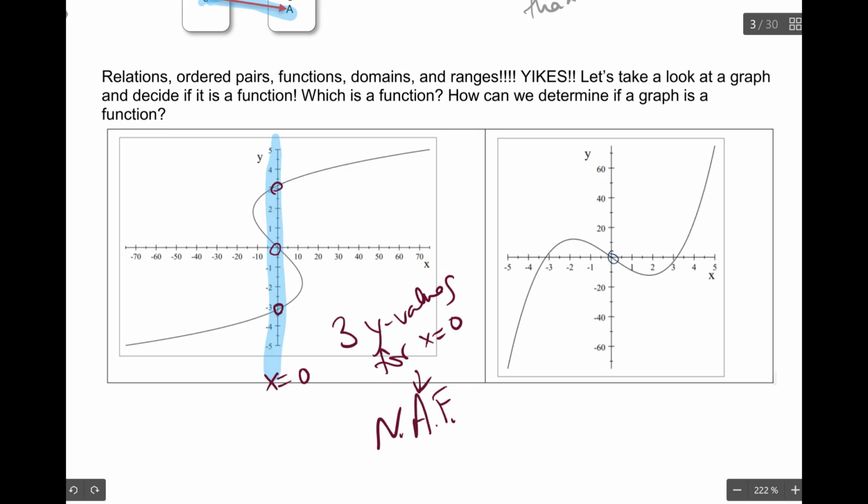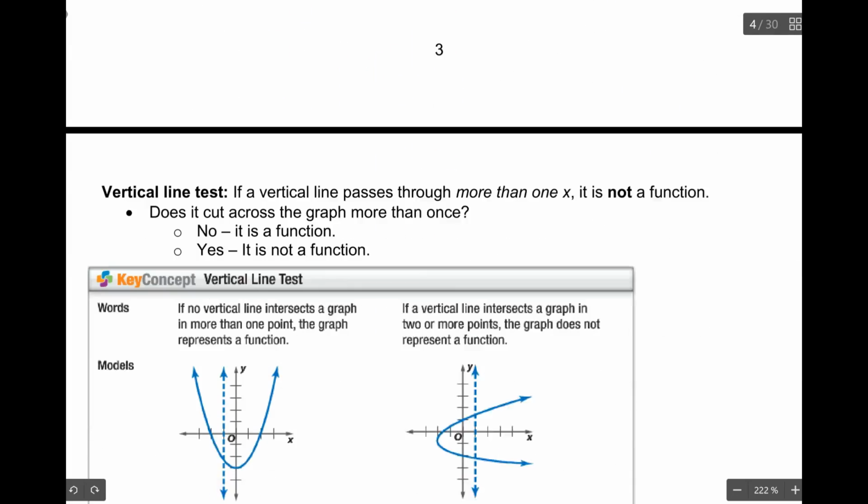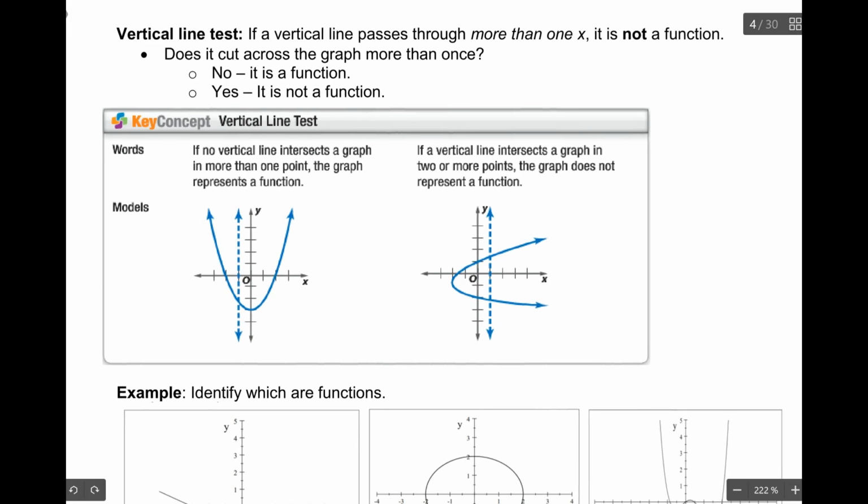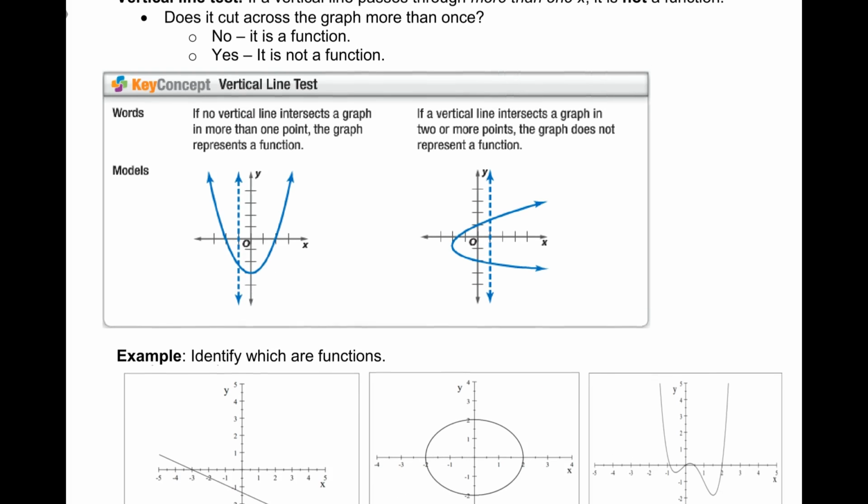But here, if I circle x equals 0, it only has one y value. If I pick x equals -2, only one y value. X equals +2, each of these only have a single y value. So you can do something that's called the vertical line test. If the vertical line test passes through more than one x, it's not a function. So if it cuts across the graph more than once, it's not. If it doesn't cut across the graph more than once, it's a function. If it does cut across, it is not a function.